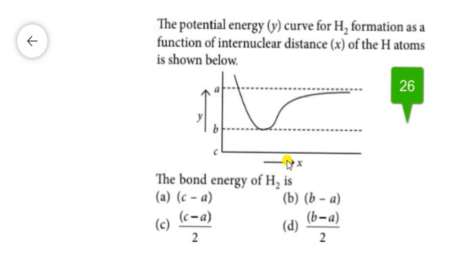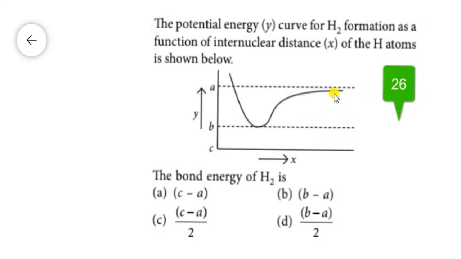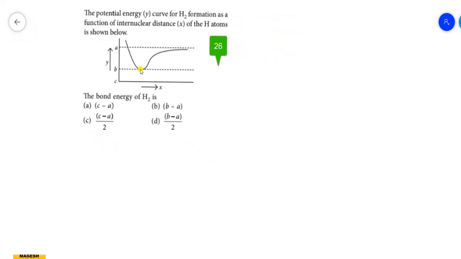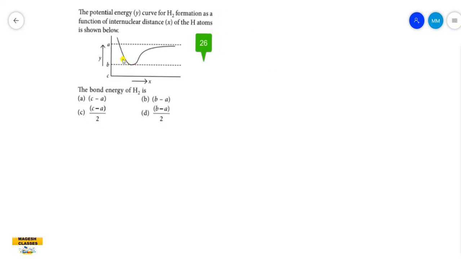So we know that on the x-axis the internuclear distance increases, and on the y-axis the potential energy increases. This point is the energy A, where the two hydrogen atoms are at infinite distance. As the distance between the two atoms decreases, the energy slightly decreases. At a particular point, the hydrogen molecule is formed and then the energy rises.